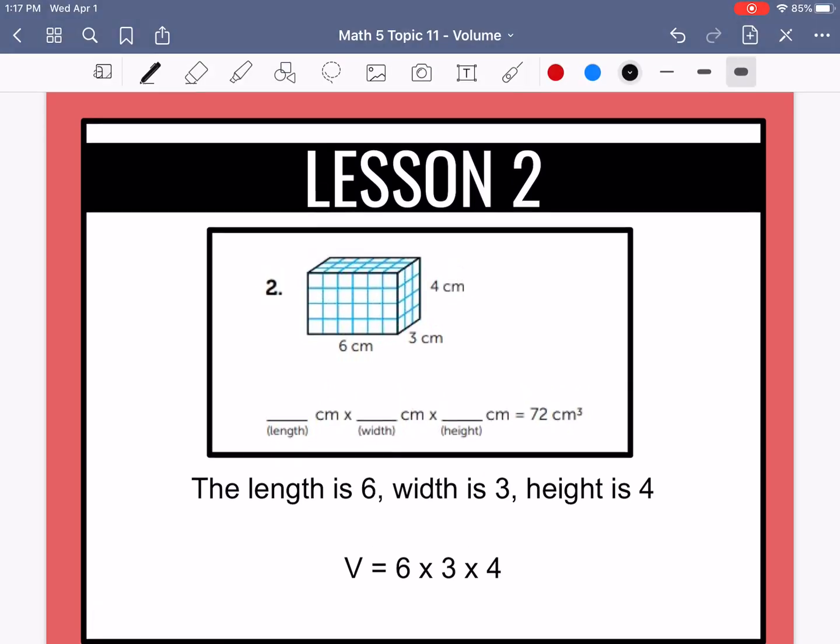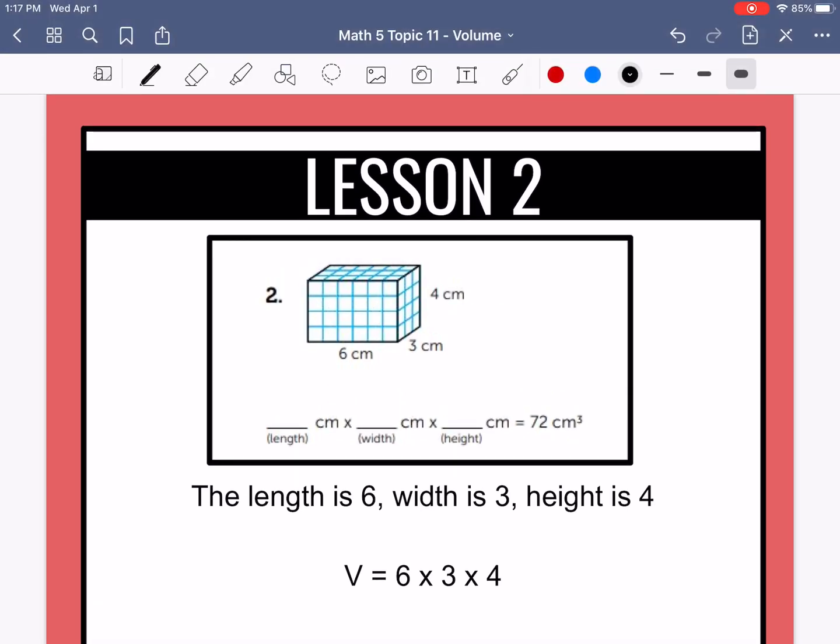So, what is your length in this one? Okay, your length could be 6. What is your width? All right, if your length is 6, then your width has to be 3. So if you switch those around, just make sure you use one or the other. Now, how tall is our figure? Our figure is 4 centimeters, okay? That one kind of stays the same because it does go up that many blocks, that many rows.